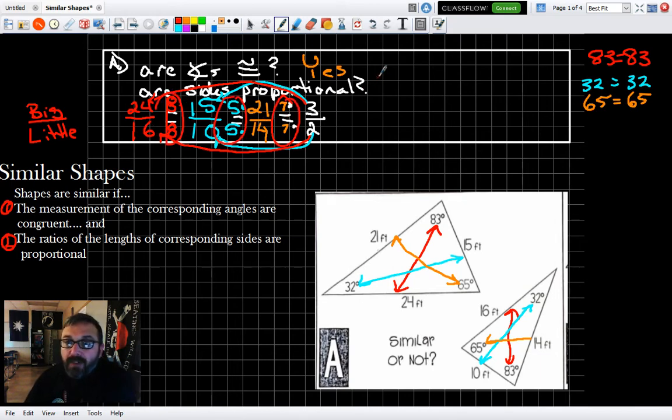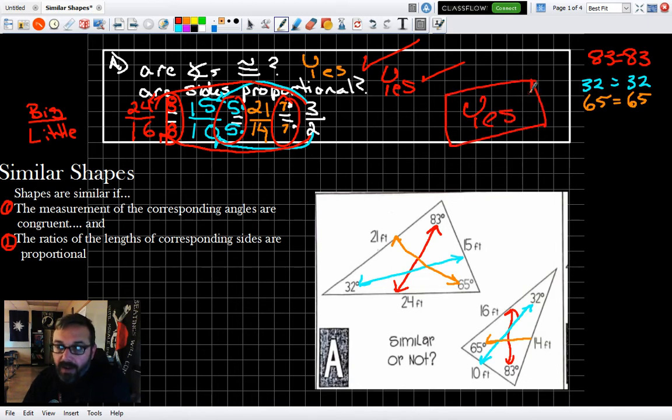They absolutely are. And now let's go back and look at our question. So the shapes are similar if the measurement of the corresponding angles are congruent and if the ratios of the lengths of the corresponding sides are proportional. So are these similar shapes? They are similar shapes. Yes. Let's take a look at another example.